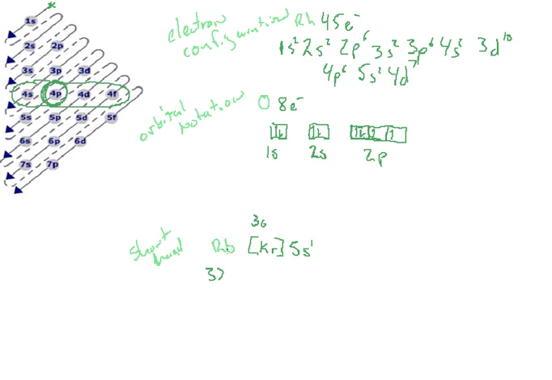If it was something bigger than rubidium, if we were over there a little bit further down, maybe technetium, Tc, we would continue down this road until we got enough electrons to equal the number of electrons in the element that we're looking for. So that's how you do these electron configurations.